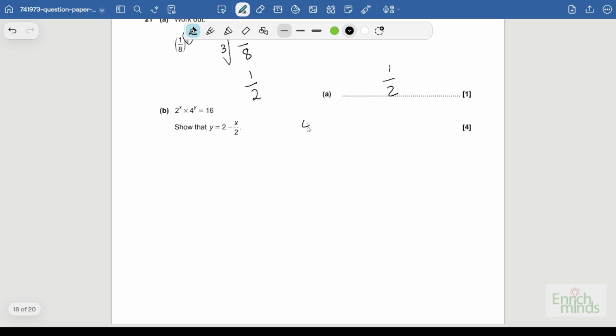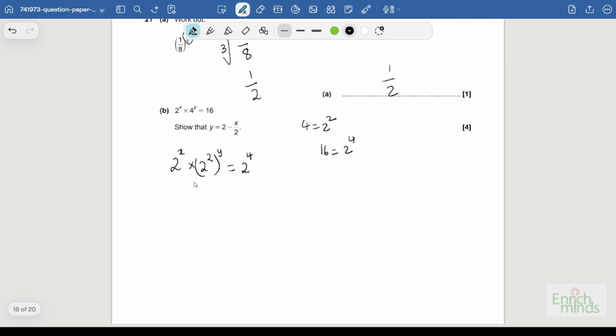So we know 4 is like 2 squared. 2 squared is 4. So I can replace this 4 by writing it as 2 squared. So this is 2 raised to x times 2 squared, and there is this y in the power. This is equal to, again we have 16. 16 can be written as 2 raised to 4, because 2 times 2 times 2 times 2 gives you 16. So this is 2 raised to 4.